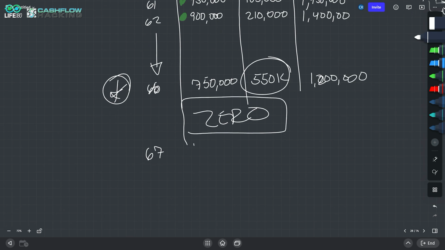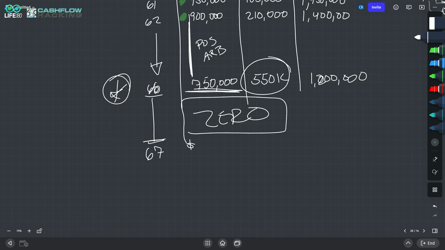Let's say the cash value drops to, well, here's the deal, because remember, these numbers are all assuming positive arbitrage. That's why these numbers have not dropped by a full 500,000. So now from 66 to 67, at age 67, our cash value is at 700 and we take the 100,000 as income, and that looks good.